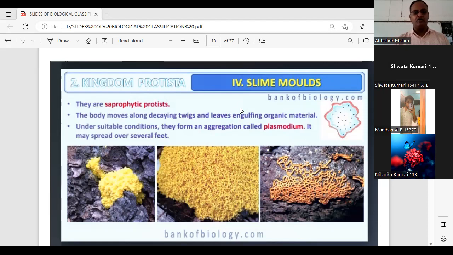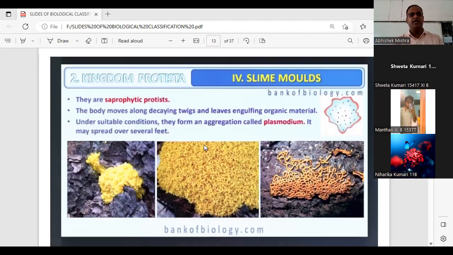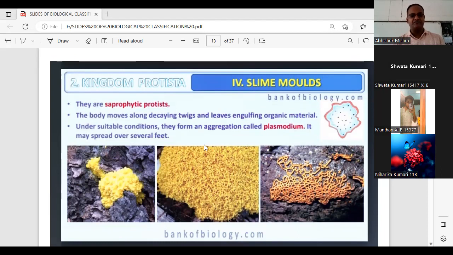The body moves along decaying twigs and leaves, engulfing organic material. Under suitable conditions, they form an aggregation called plasmodium. It may spread over several feet. That means under suitable conditions, they form an aggregation called the plasmodium. You can see this aggregation. They may spread over several feet. So this is an example of the slime mold.